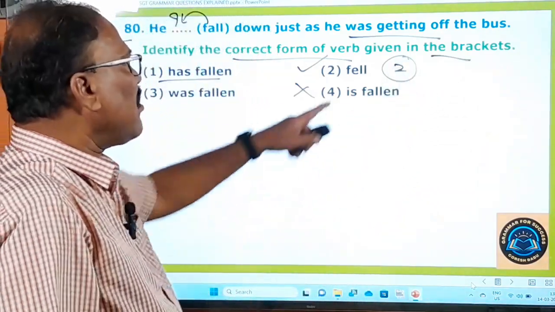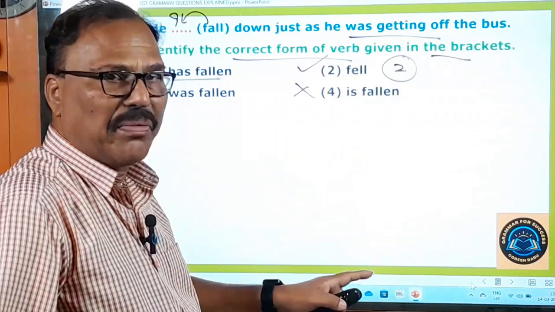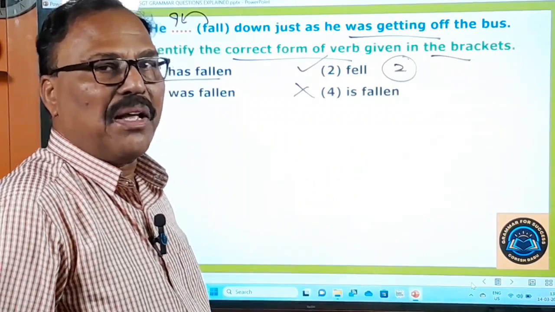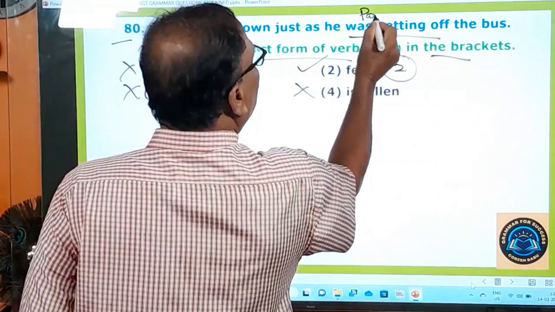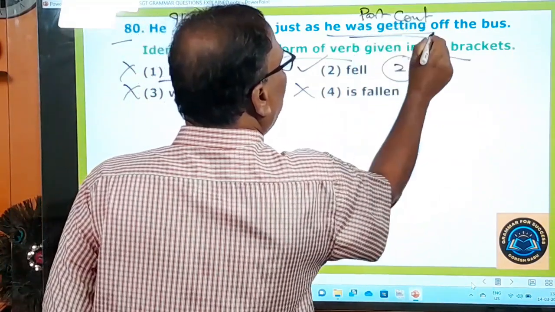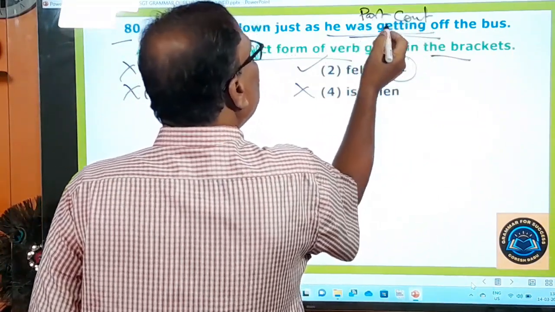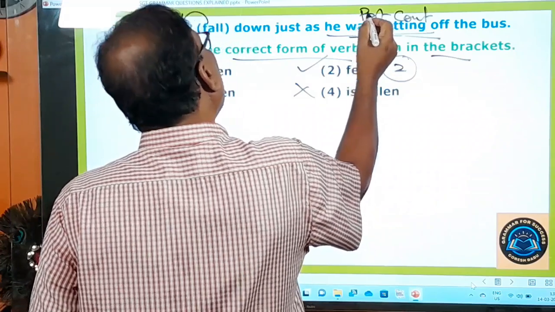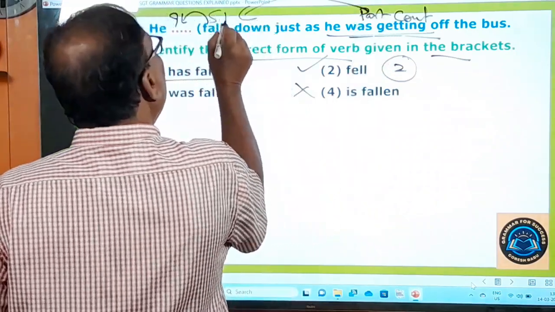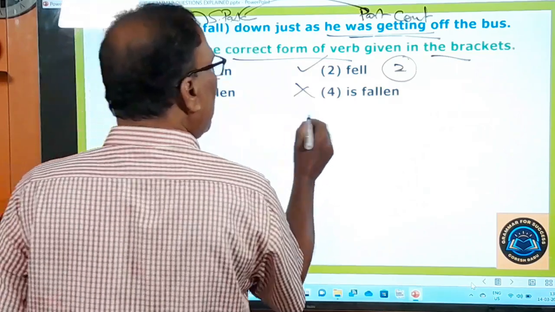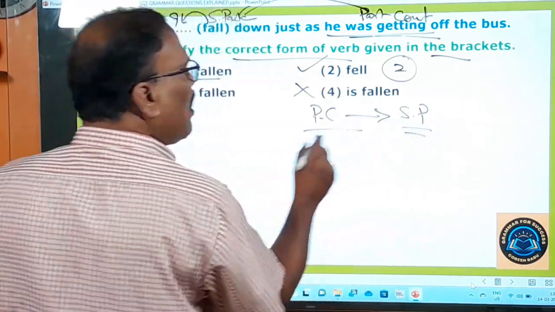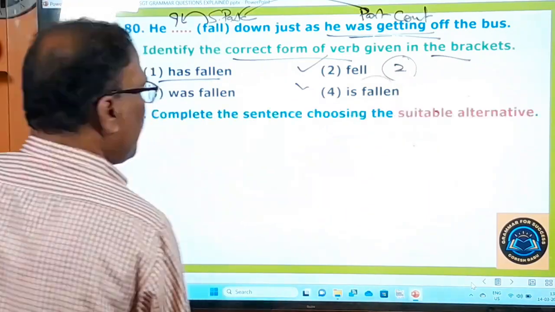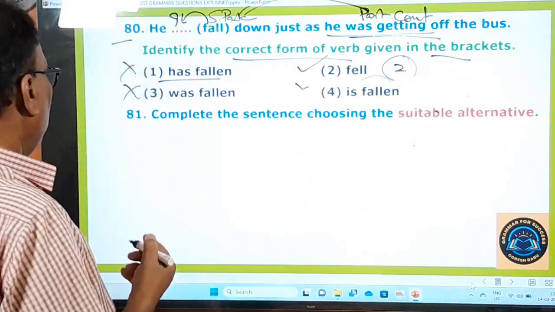Why? Why is this right and why are all others wrong? You must know the logical explanation behind this. Because in one part of the sentence there is past continuous tense. He was getting off, this is past continuous. Whenever there is past continuous tense, in the other part of the sentence there must be simple past. That means past continuous is always used in combination with the simple past. This is the rule. Now, let's move on to the next question.